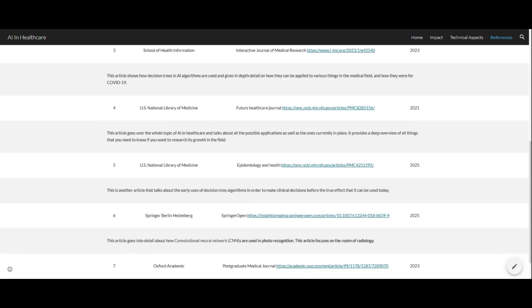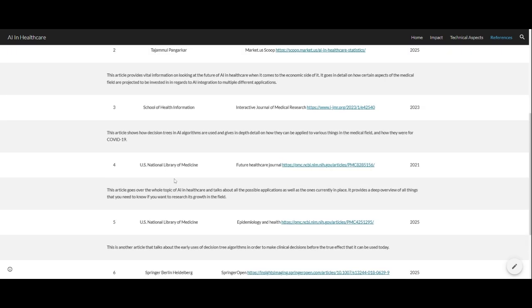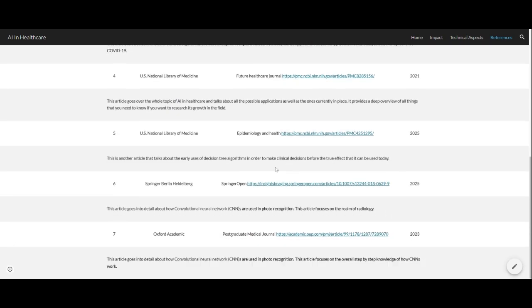I also have another article that talks about the early uses of decision tree algorithms, just kind of a predecessor to what came out for other decision trees, because I found that very interesting. And both of these talk about how convolutional neural networks are used. This one from Springer Berlin Heidelberg focuses on how it's used in radiology. And this one from Oxford Academic talks about the overall general step-by-step knowledge of how it would work.